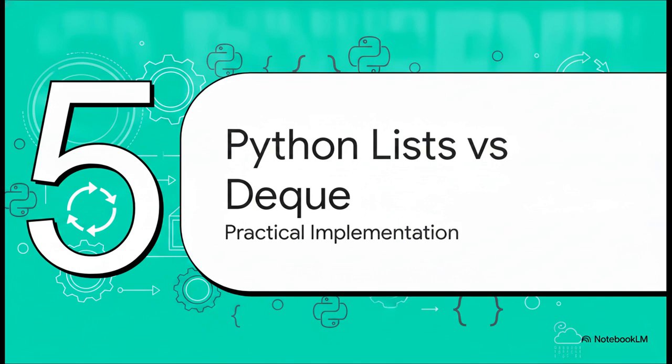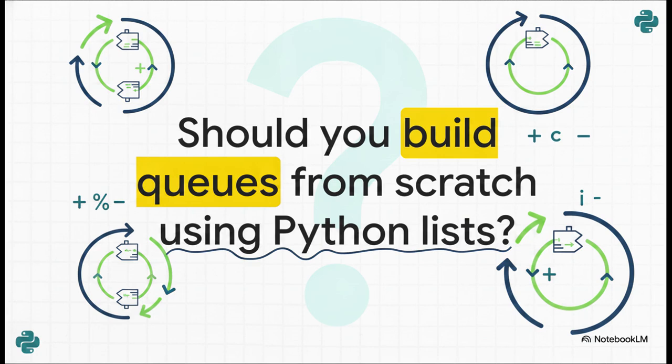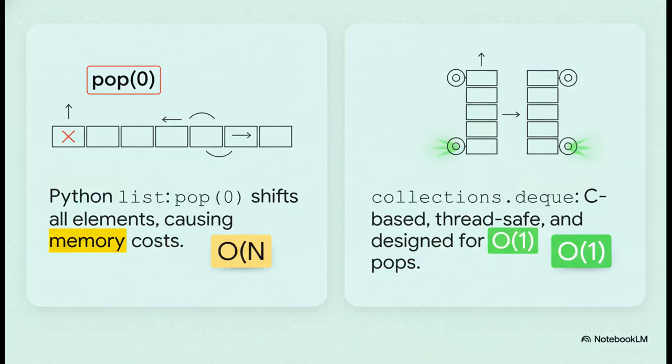Section 5, Python lists versus built-in Deque. So knowing all this underlying math, the pointer management, the circular incrementation, you might be wondering, should you actually sit down and build a circular queue from scratch using a standard Python list? The answer to that is a resounding no, and here's why.